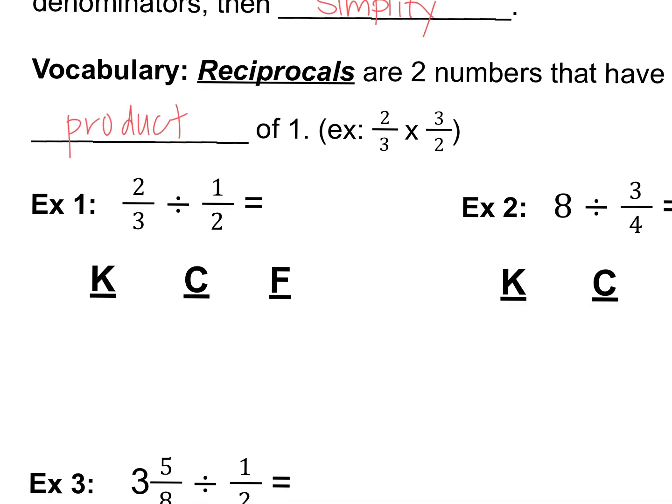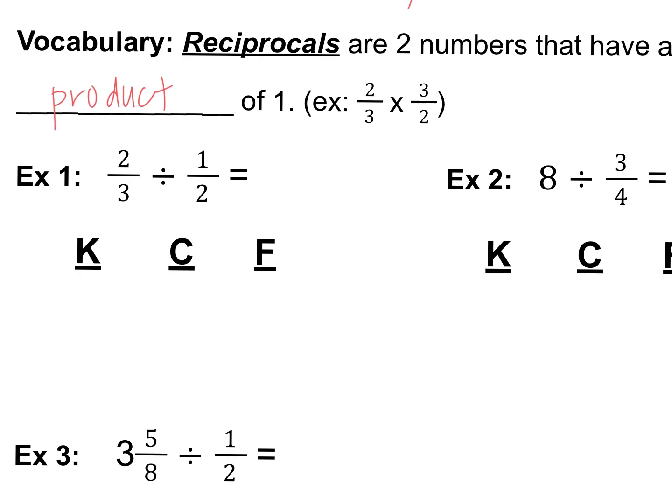So I have 3 examples here. The first one is 2/3 divided by 1/2. So I put KCF down here for you. We're going to keep the first fraction, 2/3, the same. I'm going to change division to multiply. And then I'm going to flip 1/2 to what? 2 over 1. And then you just multiply. So 2 times 2 is 4. And then 3 times 1 is 3. Because it's improper, I need to change it. What will it change to? 1 1/3. So that's my final answer.